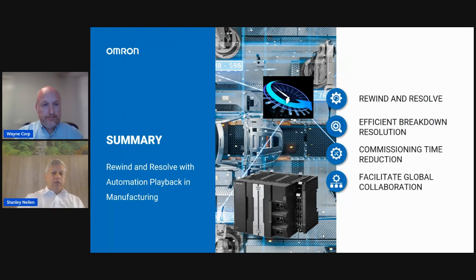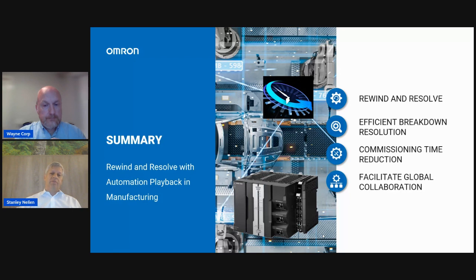So some simple takeaways that we want to have for rewind and resolve with automation playback in manufacturing. As we have seen in the demo, we can rewind and resolve according to triggers. So we have a very efficient breakdown resolution. It's not that something is wrong and then we connect the computer and find out what's going on. We take the bin file, we take the video file and start resolving the issues. When you are commissioning and you see that one product is right, another product is not right, you can overlay and synchronize these tracks and find out why some settings are good, some settings are bad, to create the perfect product.